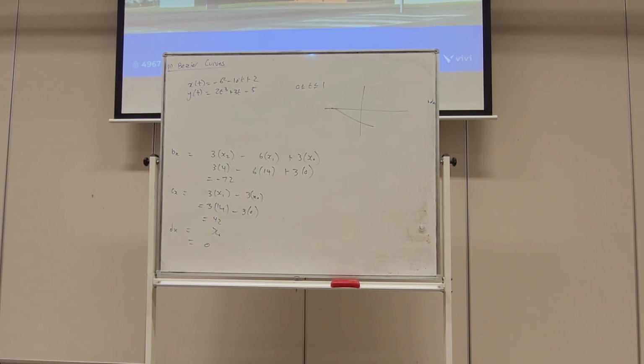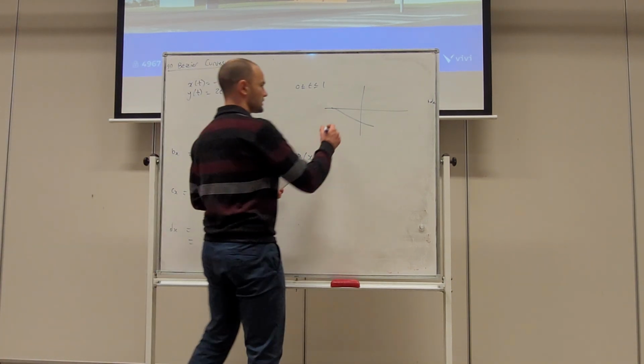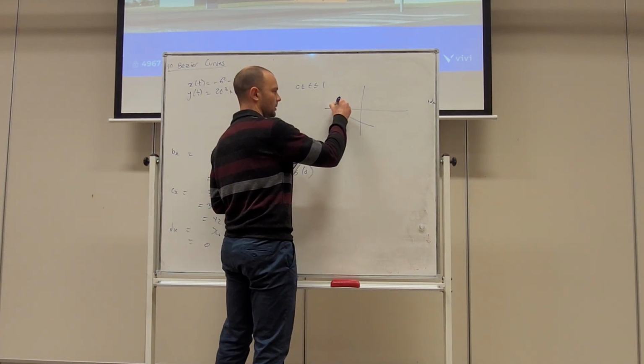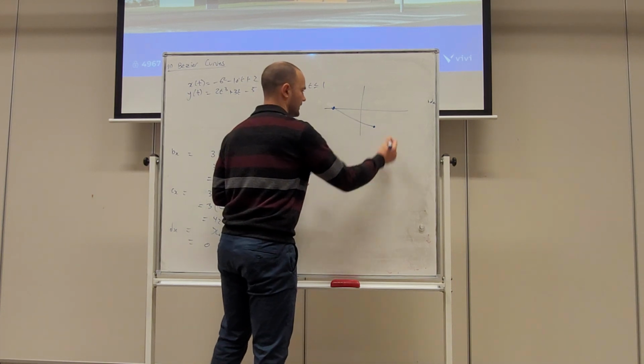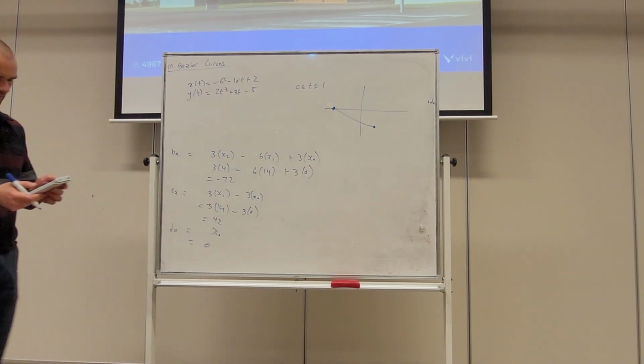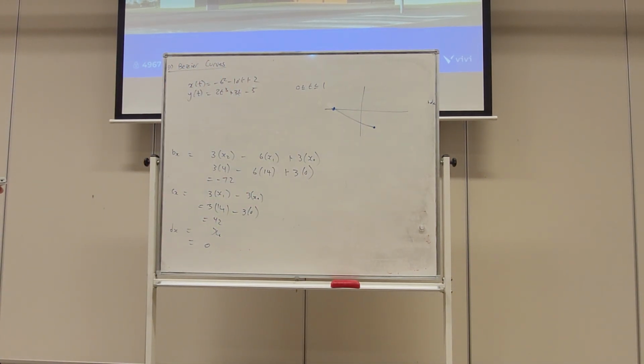Determine the domain and range of the Bezier curve. So the domain is the possible x values. So the possible x values go from here to here. Alright, so we need to figure out what's that leftmost point. So trace along, or you have your scale on there, we can figure it out in that manner.